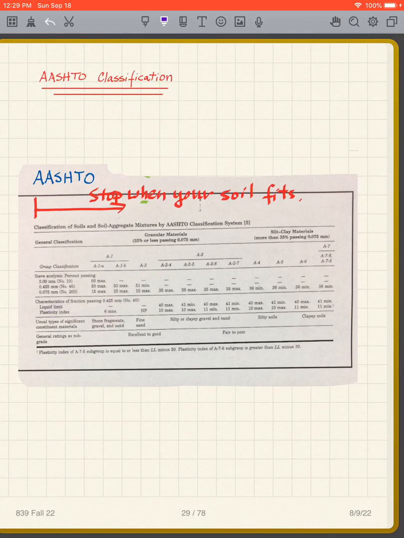Let's pick a different soil here. If I have an A24, if I get all the way to here, then the maximum I can have passing the number 200 is 35. But at the same time, the maximum liquid limit I can have is 40, and the maximum plasticity index I can have is 10. So I have to meet all of these criteria to be able to stop and say that I have an A24. If it doesn't meet that, then I have to go on to the next one.